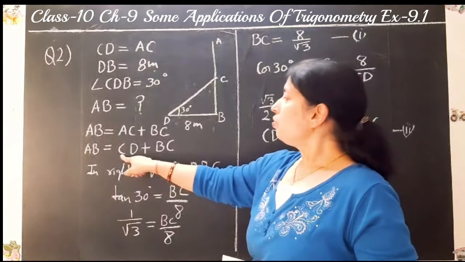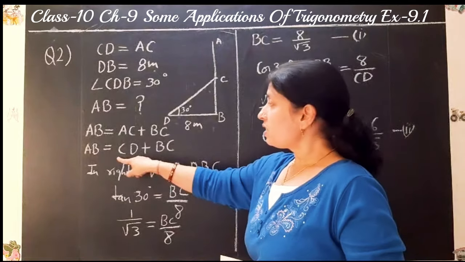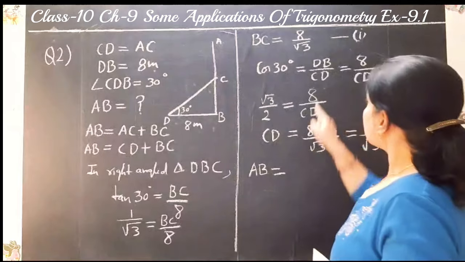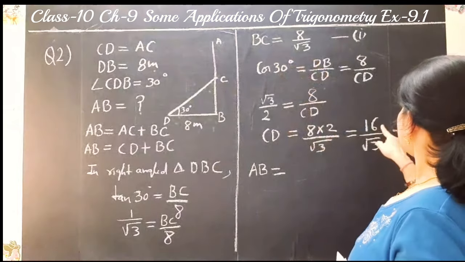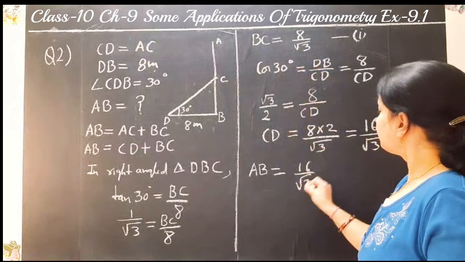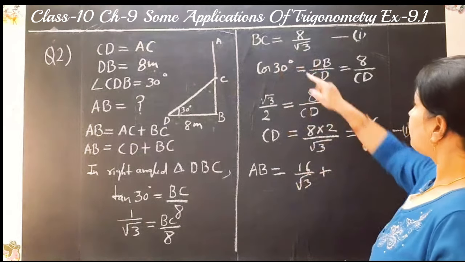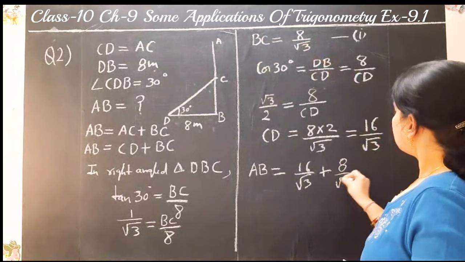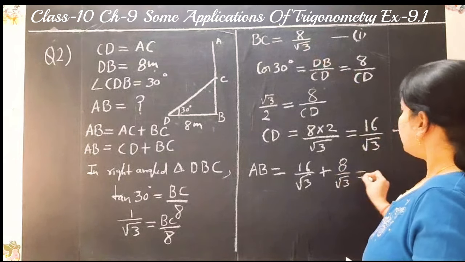AB is equal to CD plus BC. CD is equal to AC. So we can write CD is from here, right? 16 by root 3. And what is BC? BC is equal to 8 by root 3. Denominators are same. So it will be 16 plus 8, 24. So 24 by root 3.